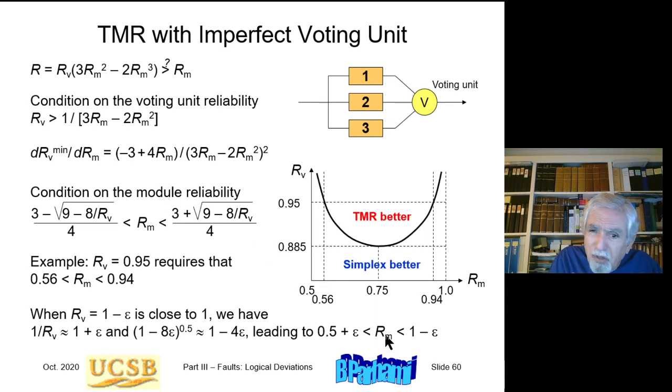Okay, and then the range of Rm will be 0.5 plus epsilon. So these are approximate computations. The closer epsilon is to 0, the more accurate this is. So this basically says if Rv is pretty close to 1, then as long as Rm is less reliable than your voter, and it's more reliable than this. Now this is pretty close to 0.5, so it's almost certain that you'll meet that condition. So as long as Rm is less reliable than your voter, then you gain with TMR. So this is in the special case where Rv is pretty close to 1. Okay, on Rm, the module being more complex than the voter, this condition is almost certainly met, and therefore TMR gives you an improvement in reliability.